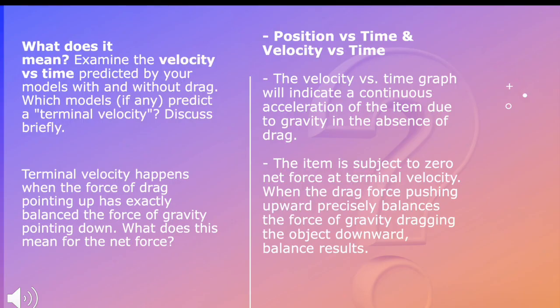The question asked is which models predict terminal velocity, and what does it mean for the net force? There's two different types of graphs that we can see. The ones that we show are position versus time, but as seen in the next one, where we can find the terminal velocity is in a velocity versus time graph, because it will indicate a continuous acceleration in terms of gravity and the absence of drag. And since the item is subject to zero net force, the drag force pushes upward, and then the gravity pushes it downwards, which results in a balance.